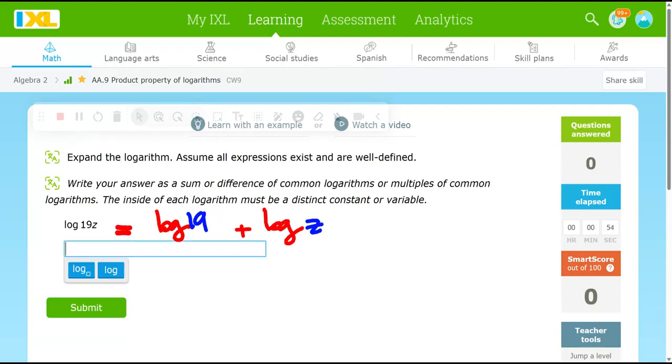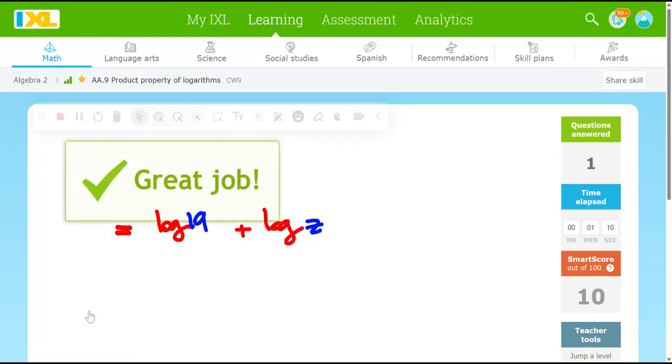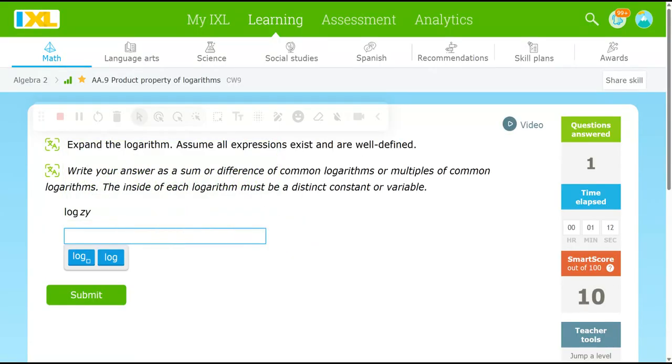So here we go. Logs with no base, I mean hidden base, number 10, so it's right there. Make sure you put the plus sign. Okay, that's it. We're done. Number one is done. Bam! I got 10 points.